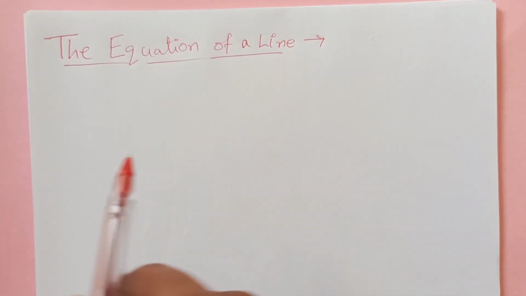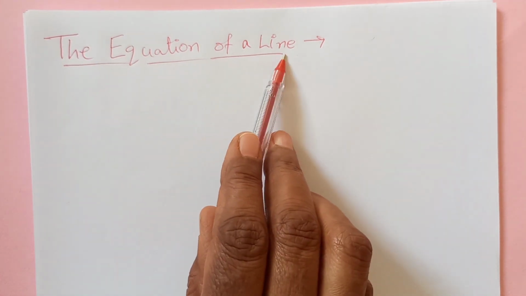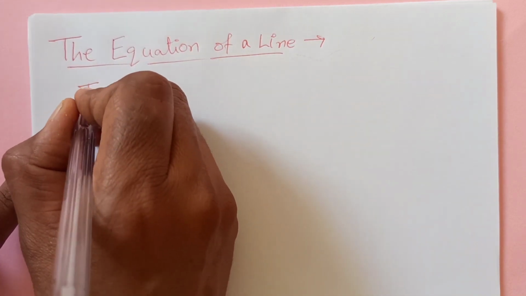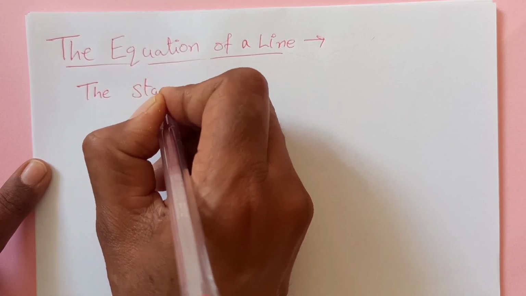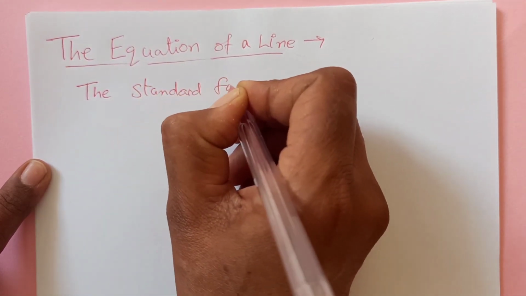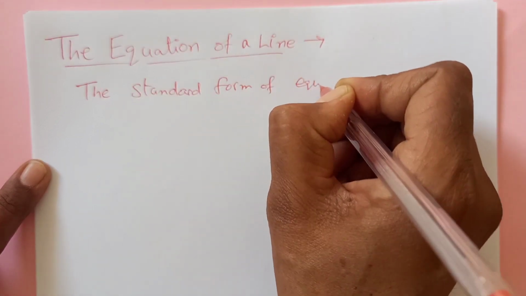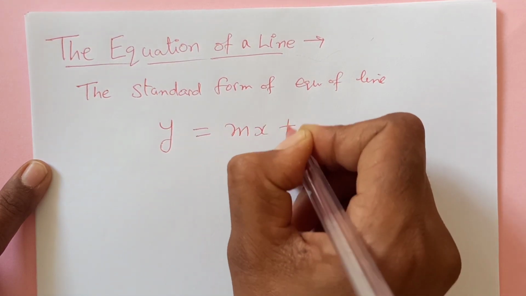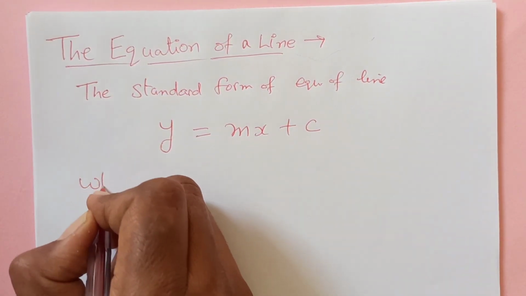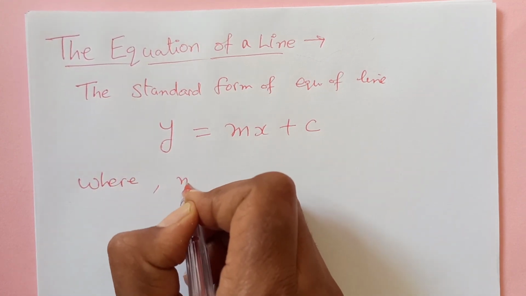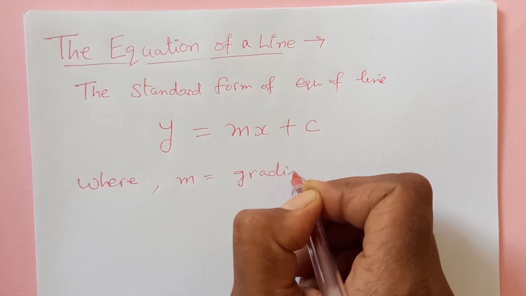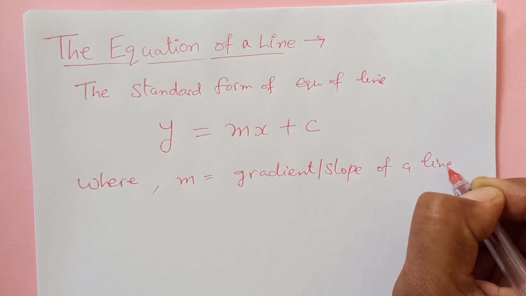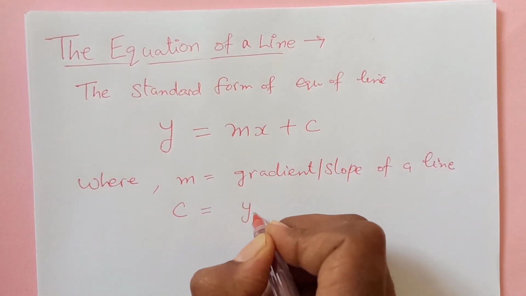In this lesson you will learn how to find the equation of a line. What you have in your IGCSE syllabus here, the standard form of the equation of a line is y equals mx plus c, where m is the gradient or the slope of a line, and c is the y-intercept.